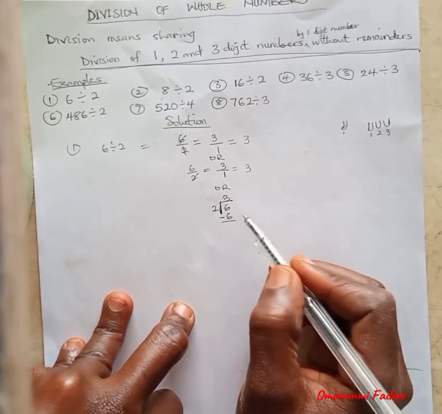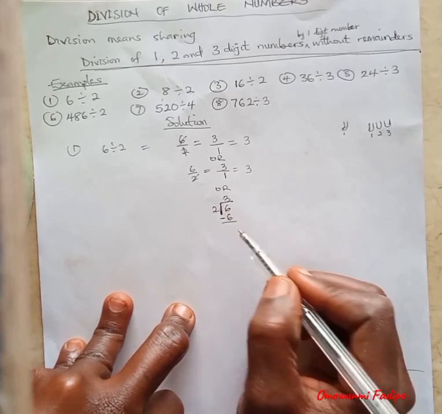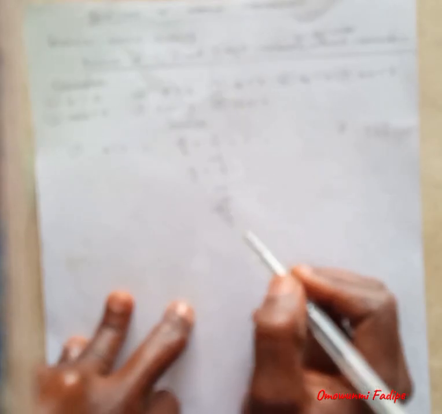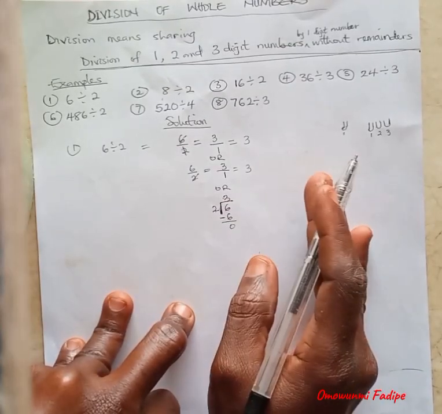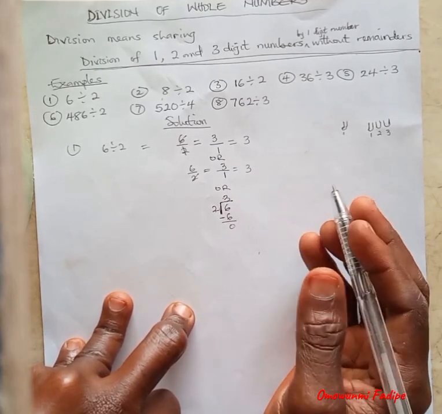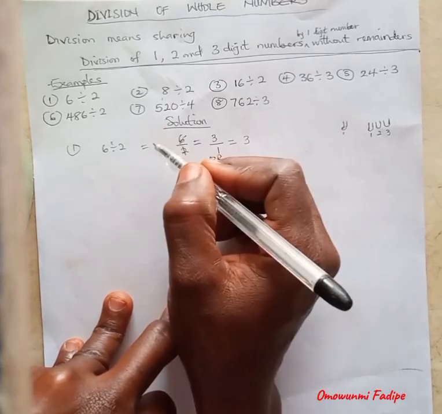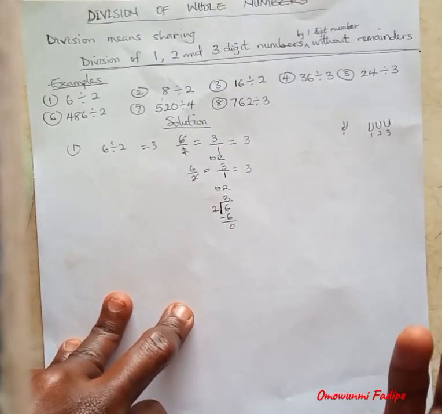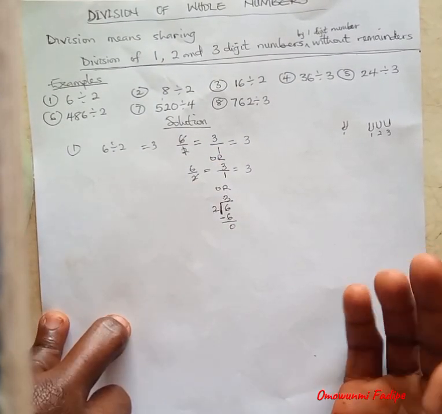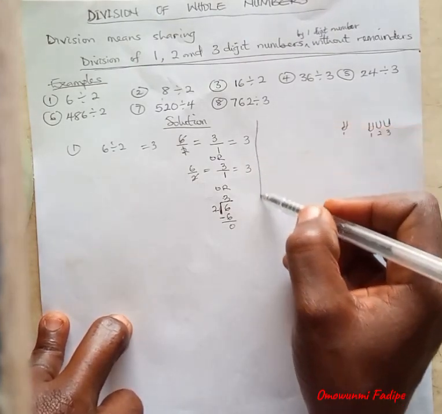You take it away. 6 minus 6, 0. So far you get 0. That means there's no remainder and you are not doing anything again. So 6 divided by 2 is equal to 3. This is one of the simple ones. We are still doing those ones that are simple.